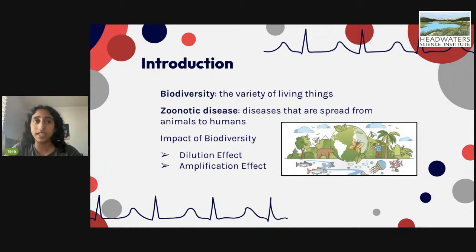But on the other hand, the amplification effect states that if more organisms are available, then there are more possible carriers for that disease. So then the disease would actually spread faster.